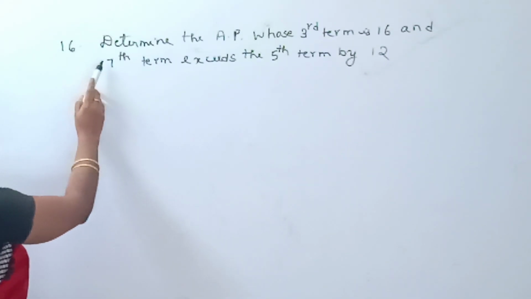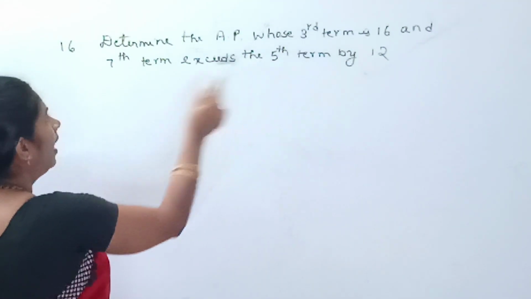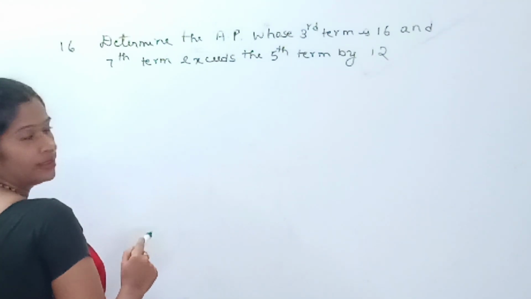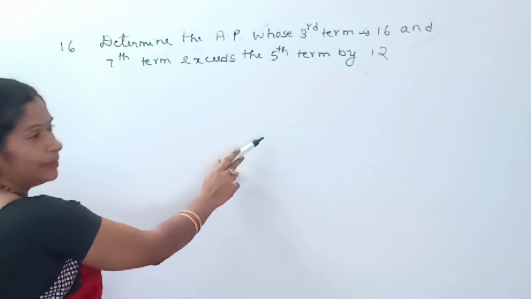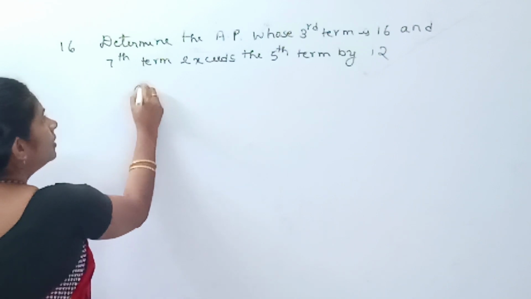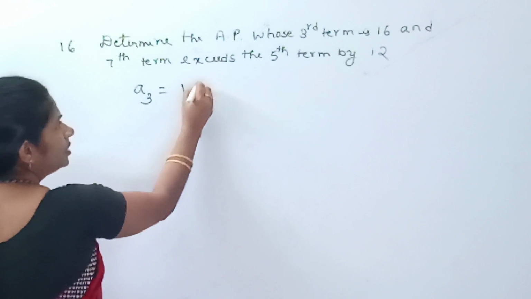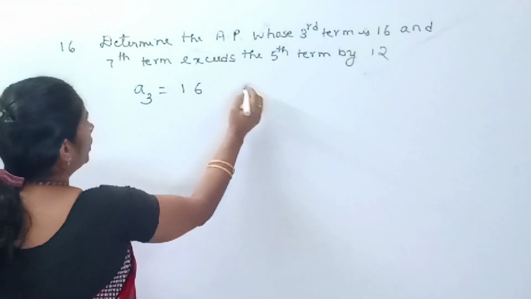Coming to the 16th question, determine the AP whose third term is 16 and seventh term exceeds the fifth term by 12. So what is the question, children? Determine the AP. You have to write the AP, children, whose third term is 16. So what is given? Third term. So let me write it as A3 equal to how much? It is given 16.